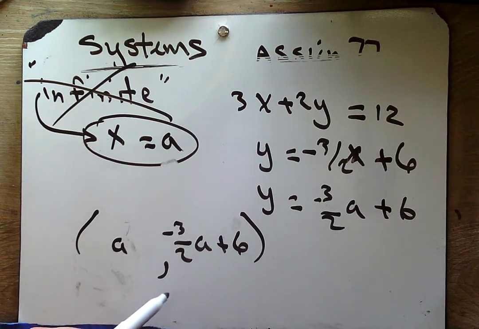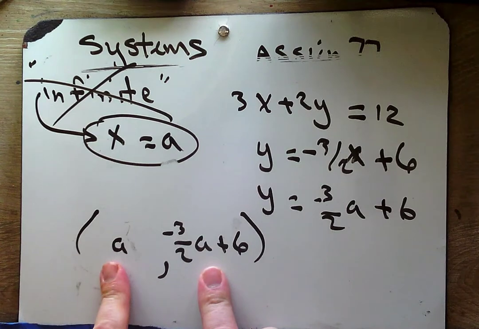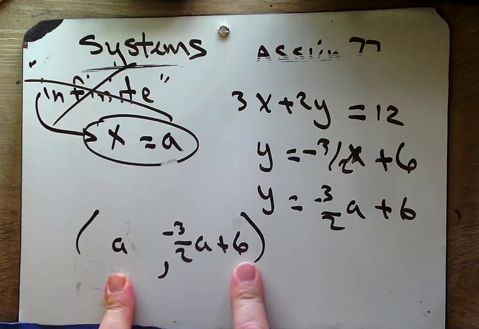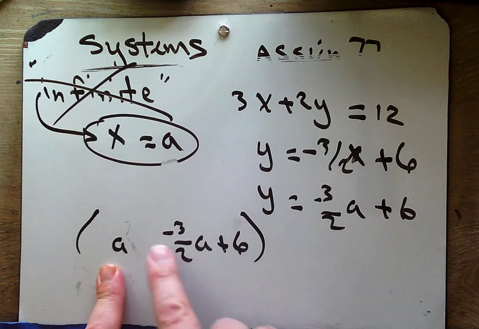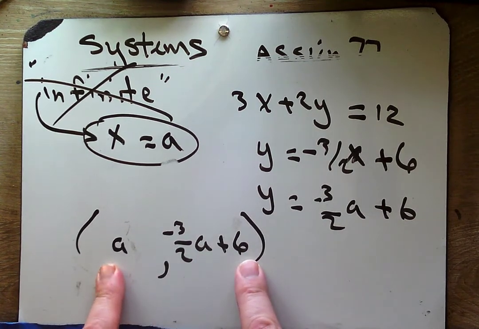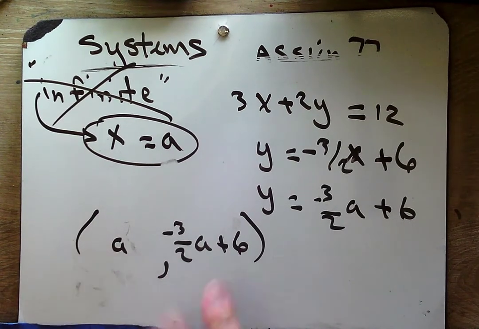This is a little machine that will generate ordered pairs when I plug any number in for a. If I plug a 0 in for a, 0, 6 is an answer. If I plug a 2 in for a, the 2's cancel, negative 3 plus 6 is 3. 2, 3 is going to be a solution. I could plug in negative numbers, I could plug in decimal numbers.